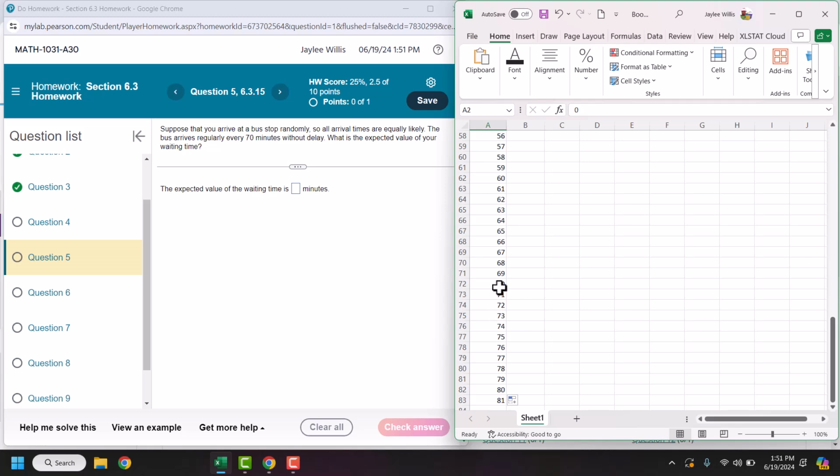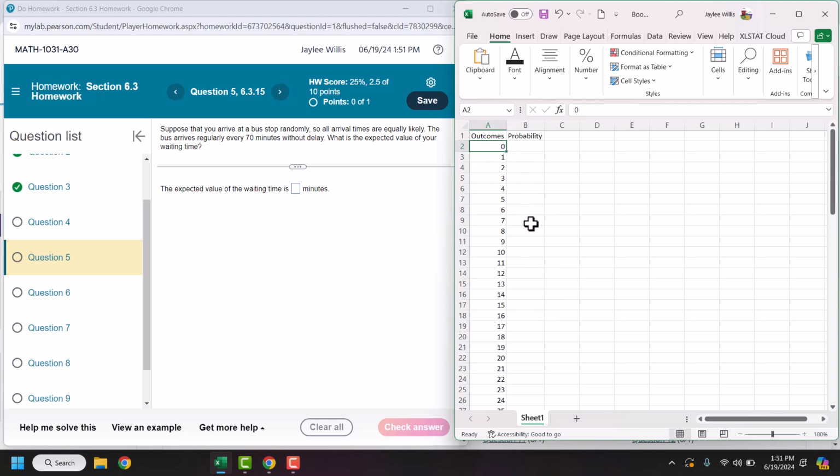Now, I'm going to end this list at 69, and I'm not going to include 70, because the bus arrives every 70 minutes. So waiting 69 minutes would mean that I had just barely missed the bus. But if I waited 70 minutes, the bus would arrive, which would be the same outcome as waiting 0 minutes. So these are all of my possible outcomes, and most of the problems on the homework have fewer outcomes than this. But this is kind of a longer problem, I guess.